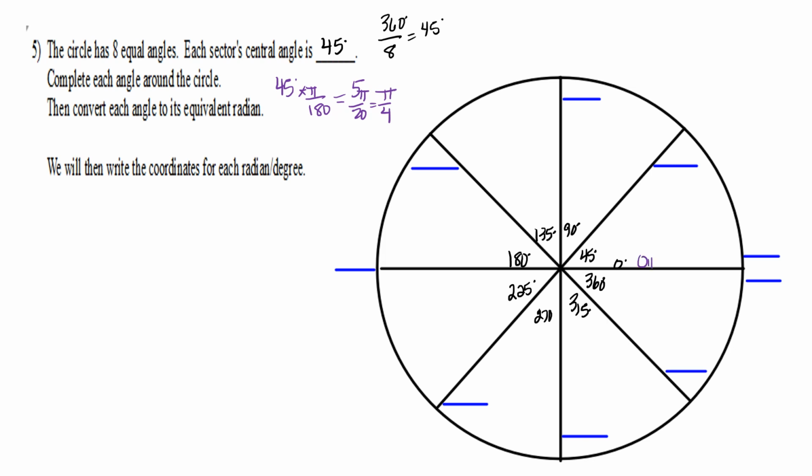So I've got 0 radians at 0 degrees, pi over 4 at 45 degrees, 2 pi over 4, which is pi over 2, for 90, 3 pi over 4 for 135 degrees, 4 pi over 4, or pi, for 180 degrees, 5 pi over 4 for 225 degrees, 6 pi over 4, or 3 pi over 2, for 270 degrees, and then 7 pi over 4 for 315 degrees, and 8 pi over 4, or 2 pi, all the way back around.